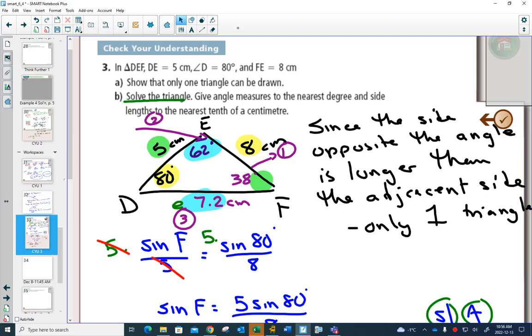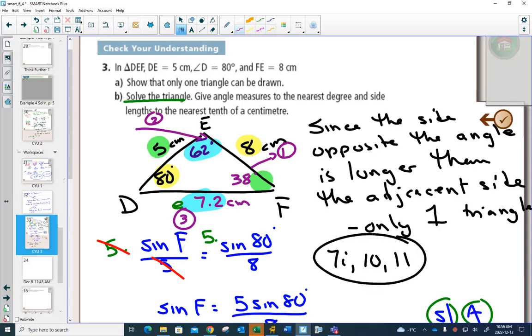Okay, so questions to circle on this one are 7, part I only, 10, and 11.